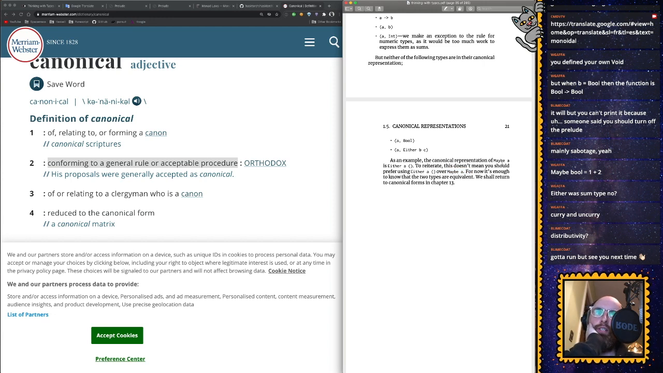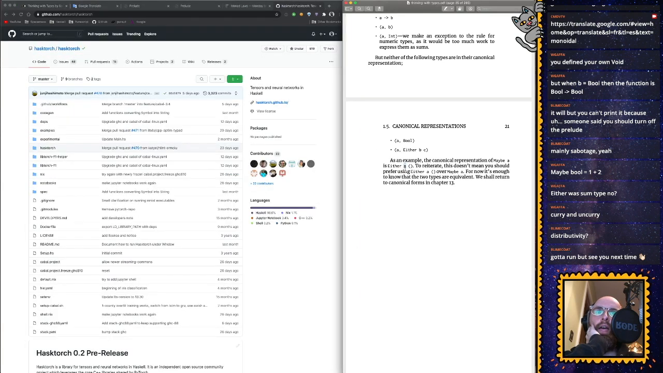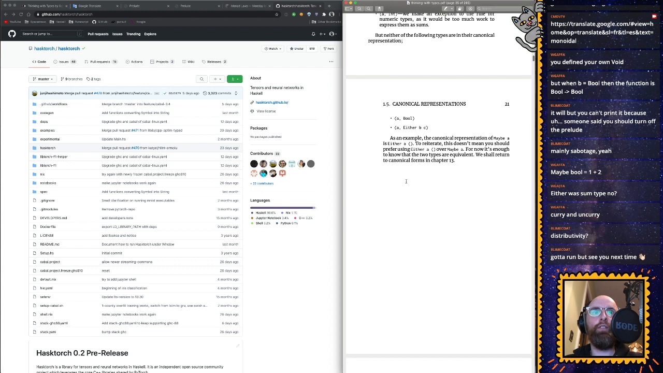Alright, let's try and break it down quickly. So, Either A of unit. We know that the left is all it can return. It used to be A times, no, Either is like plus, isn't it? Yes, so it's a plus. It's a sum type, not a product type, so that's why I got confused. So Maybe was 1 because of nothing plus A, but here that's 1 plus A. Yeah, same cardinality, that makes sense. For now, it's enough to know that two types are equivalent. We shall return to canonical forms in chapter 13. Oh, okay, well, maybe I shouldn't have looked up what it meant.